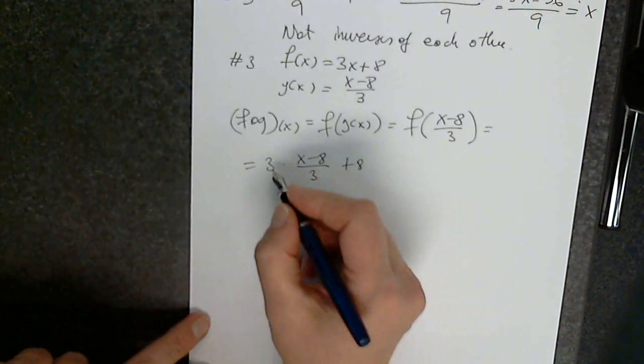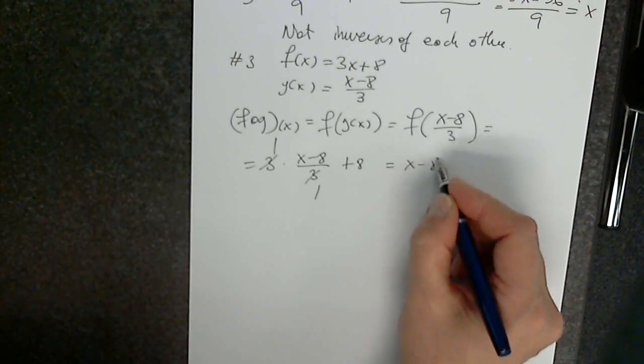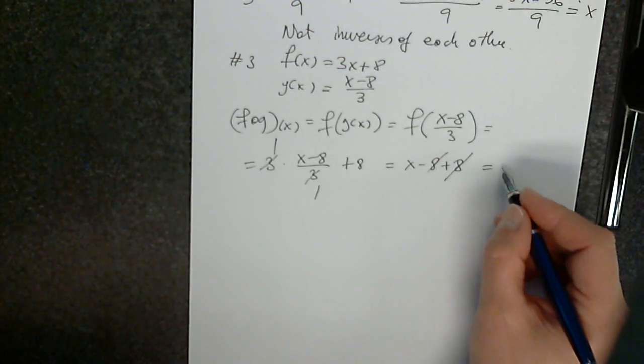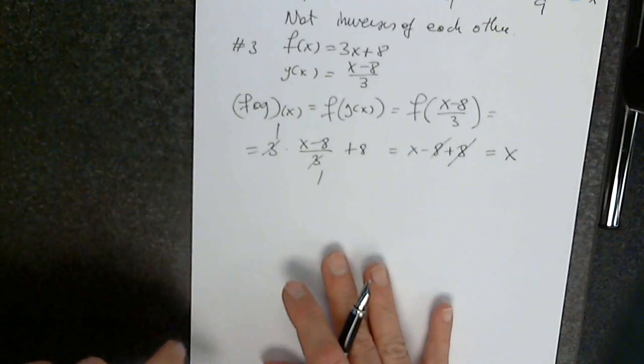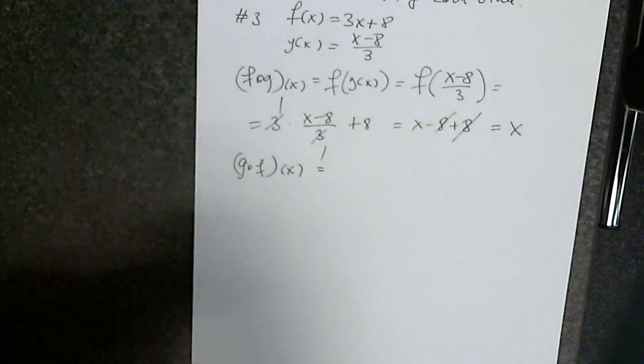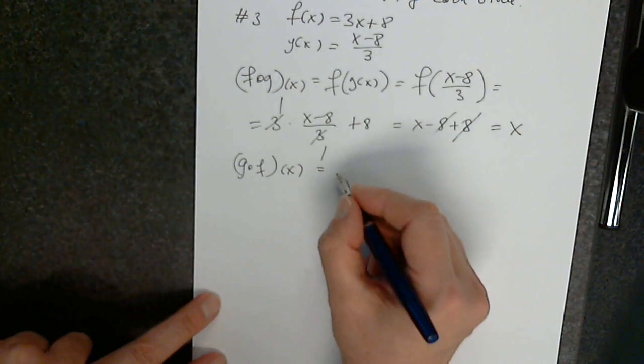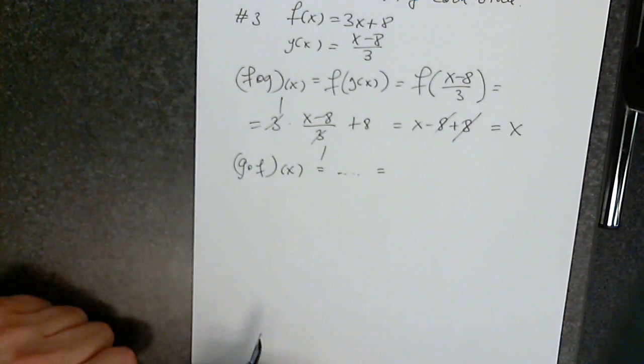So what should I do first? I won't distribute, because it's easier to simplify. If I distribute, then I have to divide after that. So what is left? x minus 8 plus 8, and the answer is x. I will ask you to do the other composition on your own, for practice. This is very important. What do you think the answer would be? But we have to show both.